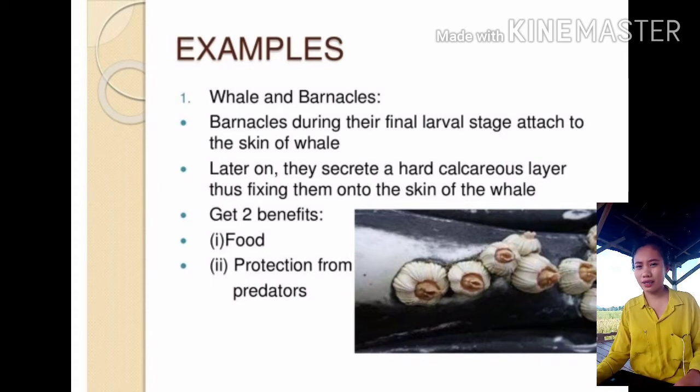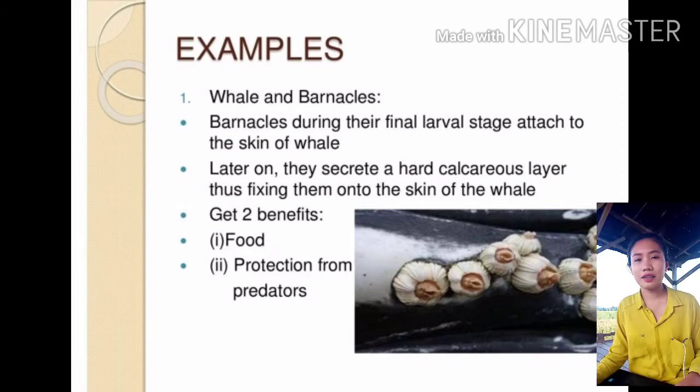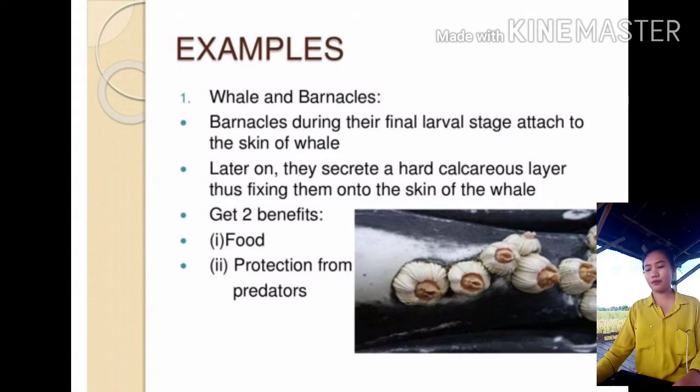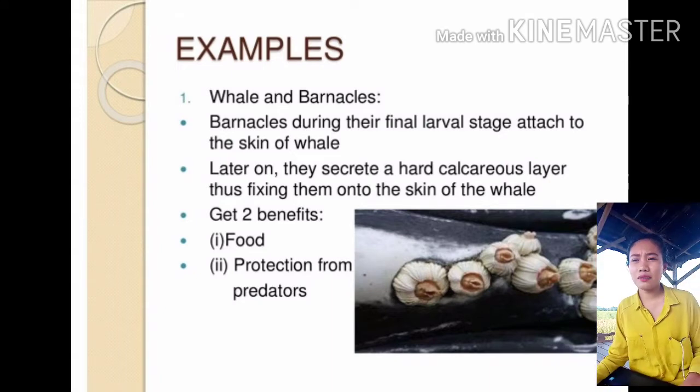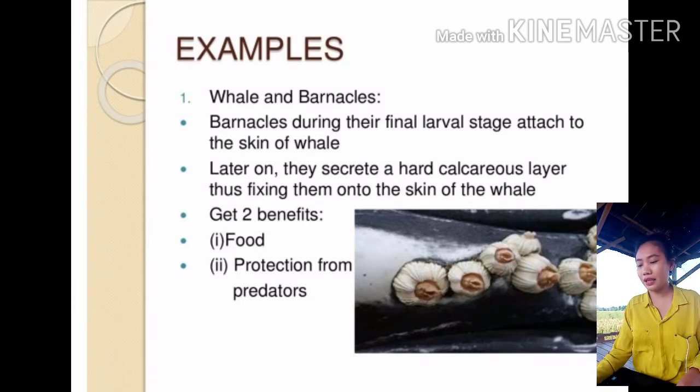Have you seen a whale and the barnacle? Only in movies. So when the barnacles are at their final larval stage, they attach themselves to the skin of the whale. Later on, they secrete a hard calcareous layer, thus fixing them into the skin of the whale. So what makes them attach to the skin of the whale? It is that they secrete a hard calcareous layer.